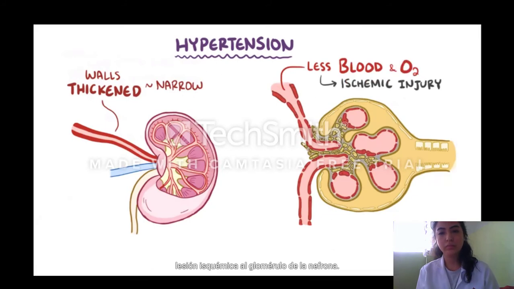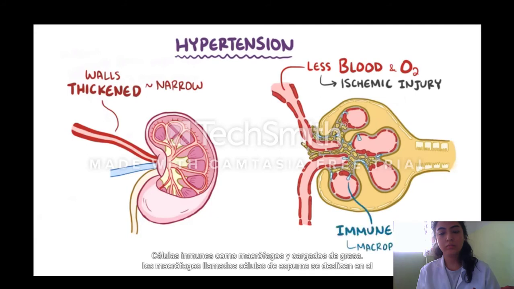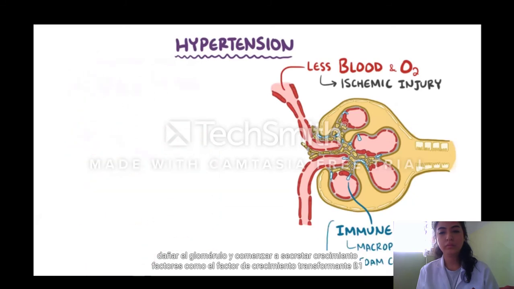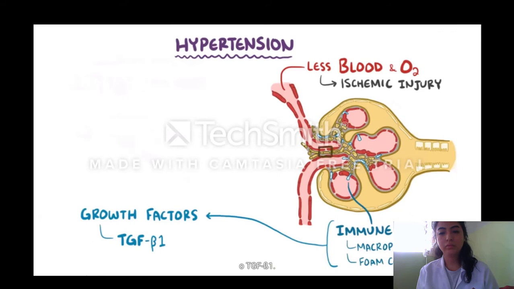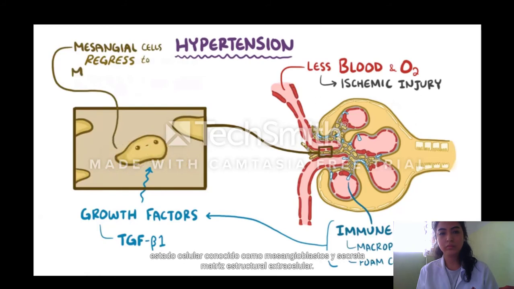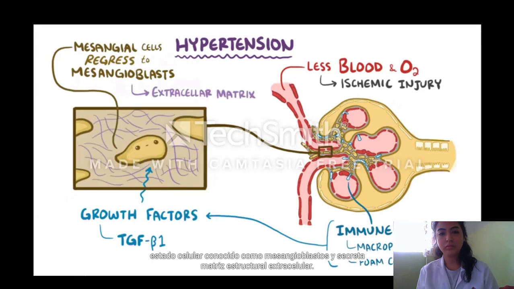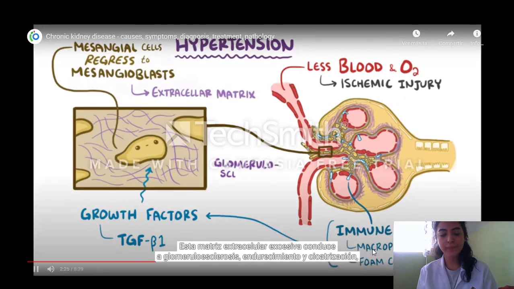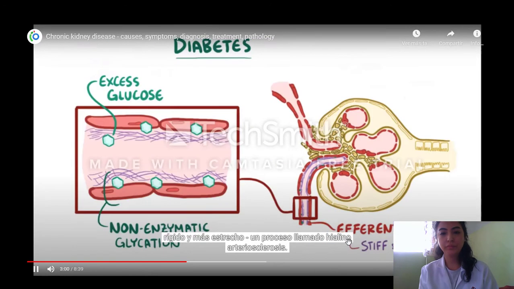nephron's glomerulus. Immune cells like macrophages and fat-laden macrophages, called foam cells, slip into the damaged glomerulus and start secreting growth factors like transforming growth factor beta 1, or TGF beta 1. These growth factors cause the mesangial cells to regress back to their more immature stem cell state known as mesangioblasts. And then those mesangioblasts secrete extracellular structural matrix.